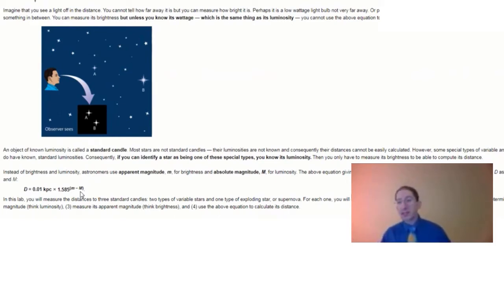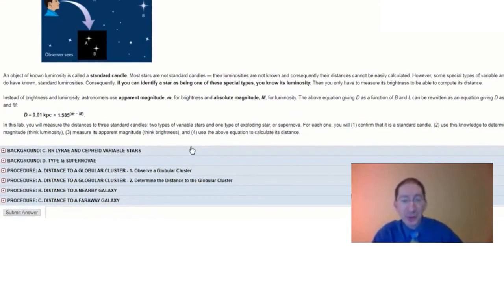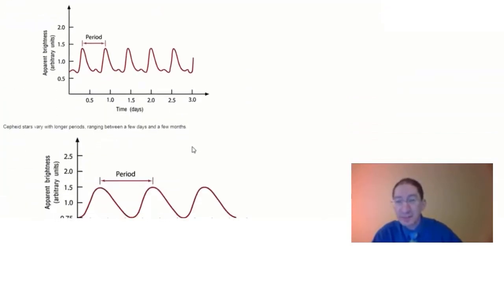So again, the way this works is if we can identify an object as belonging to one of these special classes, as being a standard candle, we know its luminosity, or in other words, we know its absolute magnitude, capital M. Then all we have to do is measure its apparent magnitude, little m, and we can calculate its distance away. Now, in this lab, we're going to do this for 3 types of standard candles, 2 variable stars and 1 exploding star, also called a supernova. Let's start with the variable stars in section C.